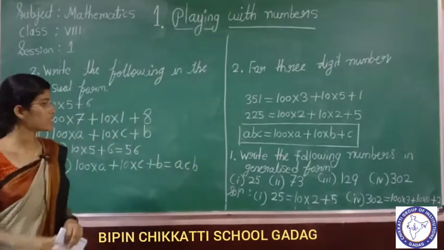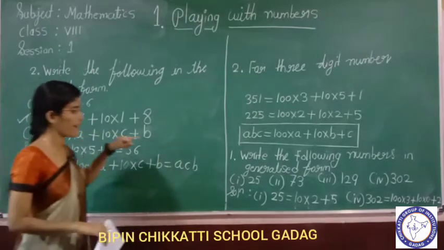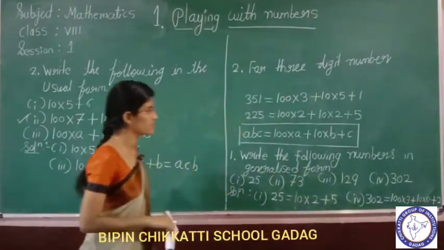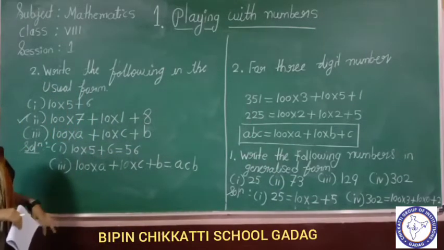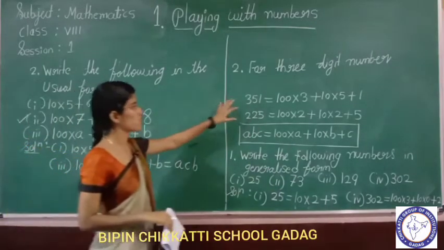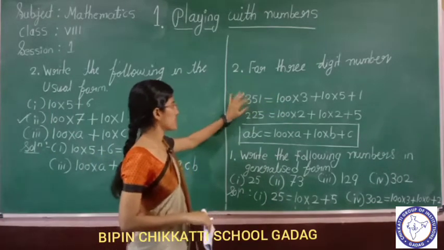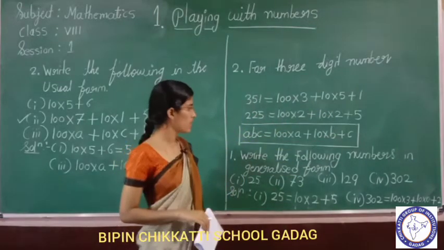Now you see here, students, you do the second one as homework, and here in first, main second one and third one. Now see here, students, what we saw now? We saw how to write a 2-digit number in a general form and how to write a 3-digit number in a generalized form. Okay.